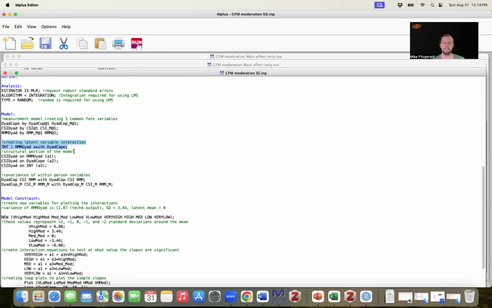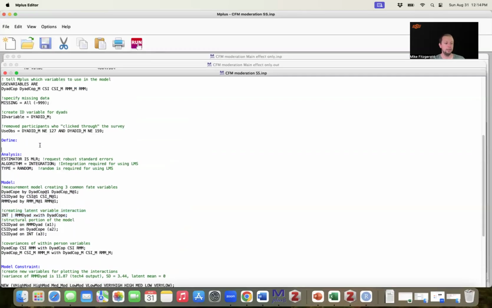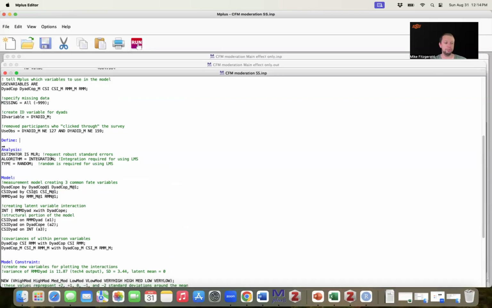When we're used to testing moderation, we create an interaction term by multiplying the IV times the moderator and entering that into the model. If you're familiar with Mplus, you generally do that in the define command. With traditional moderation analyses, it would look like interaction equals dyadic coping times relationship mindfulness. That's how we're taught to do it in multiple regression within the general linear model with observed variables. But here we're multiplying latent variables together, so in Mplus, we don't do it this way.